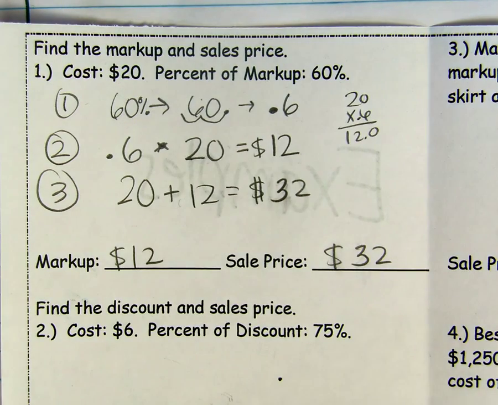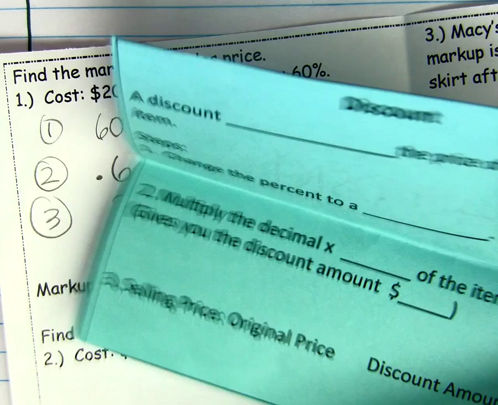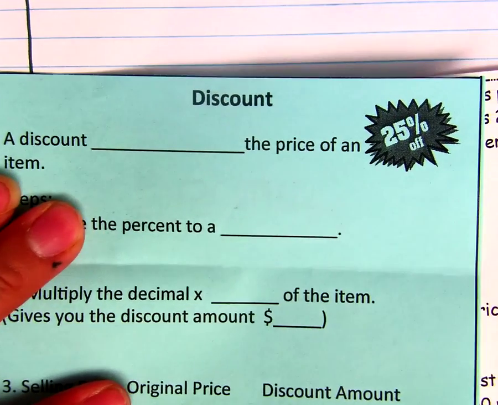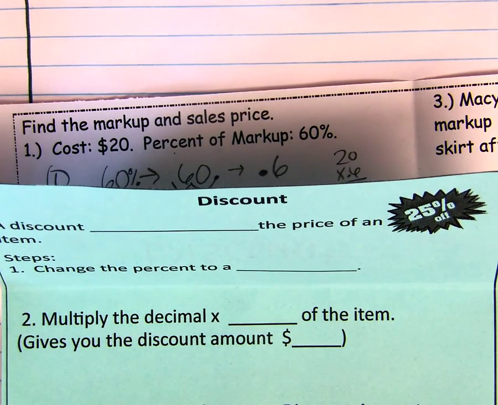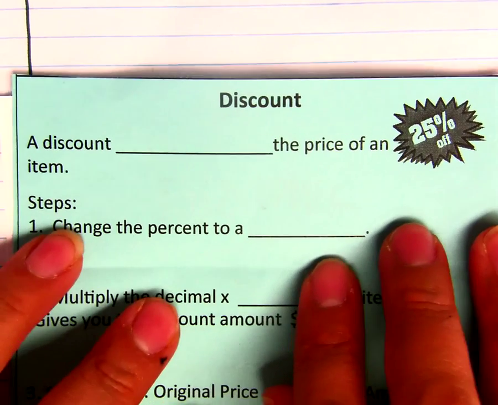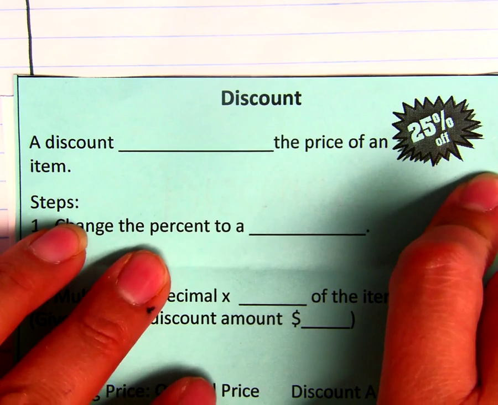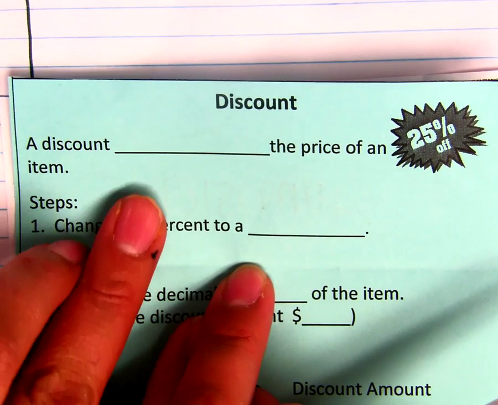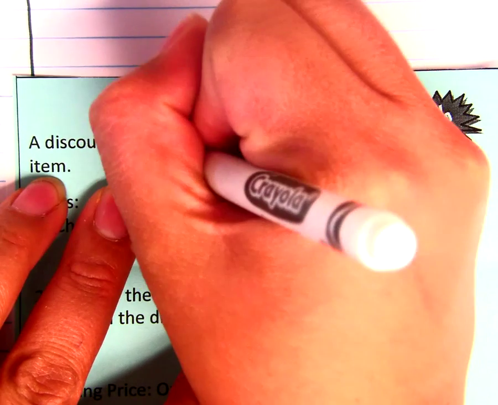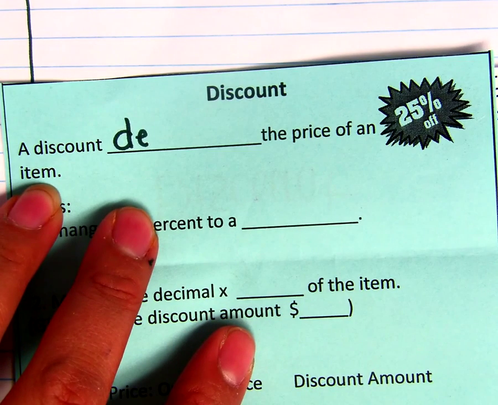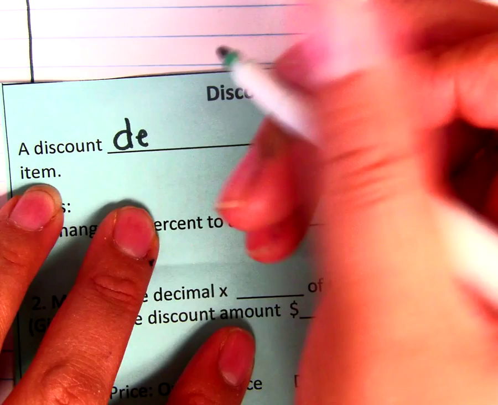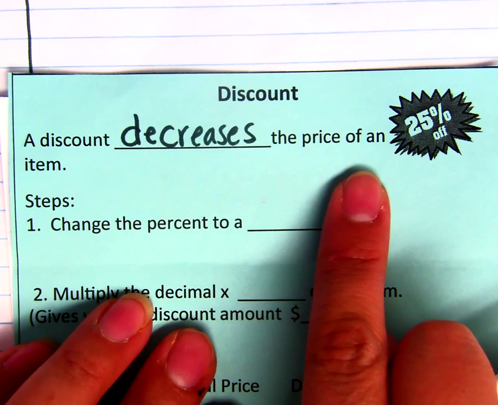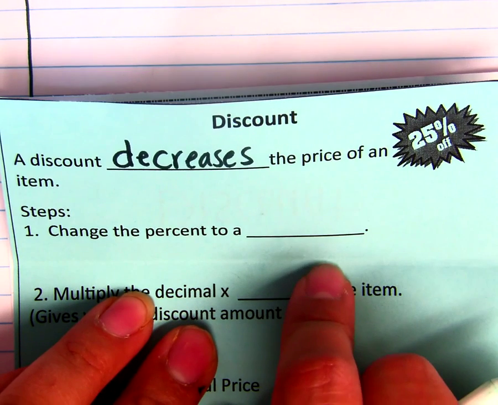Okay? All right, next one we have discount. A lot of you are more familiar with discounts because if you've been shopping or if you look at commercials or ads, usually things have a discount. So what does a discount do to the price of an item? Decrease. So a discount decreases the price of an item. It's going to make it cheaper, right? It's going to cost less money.